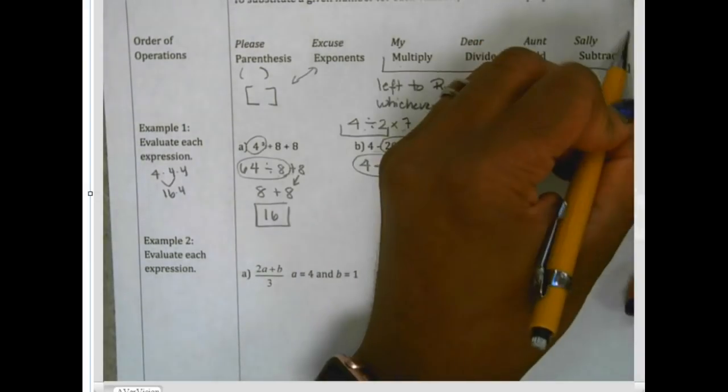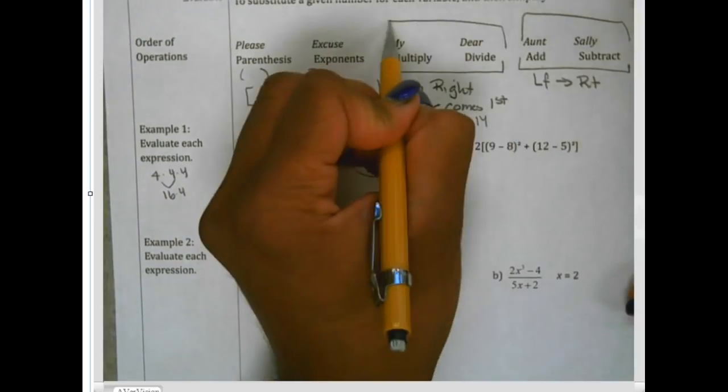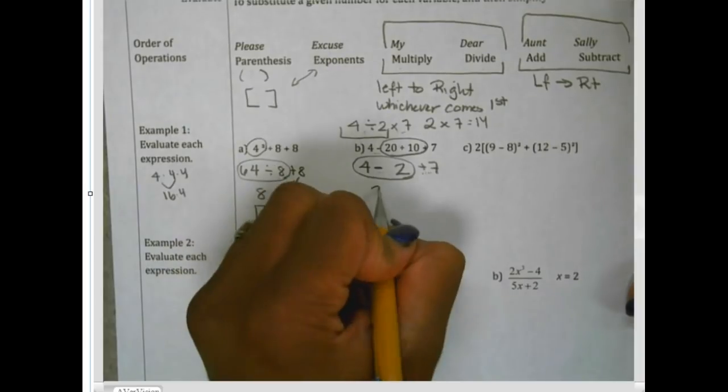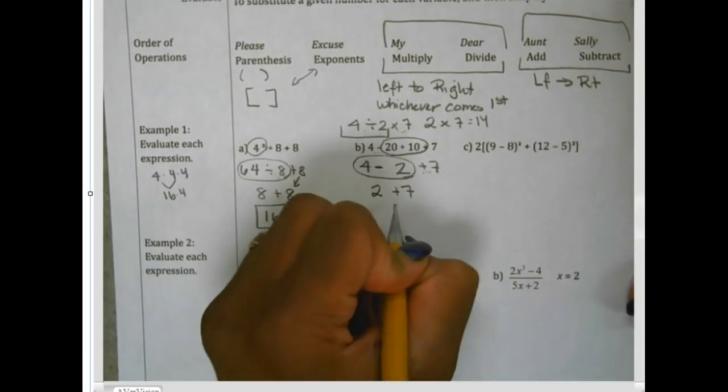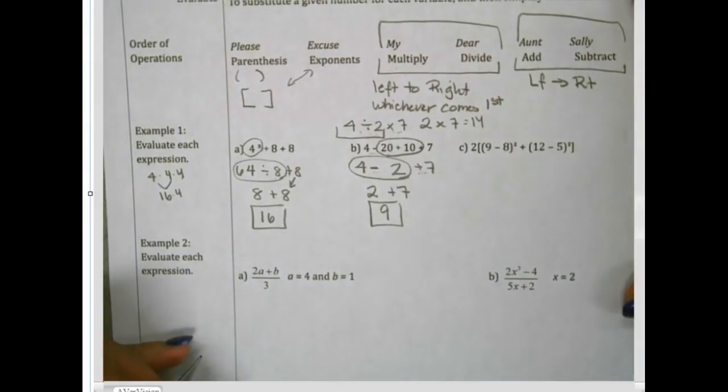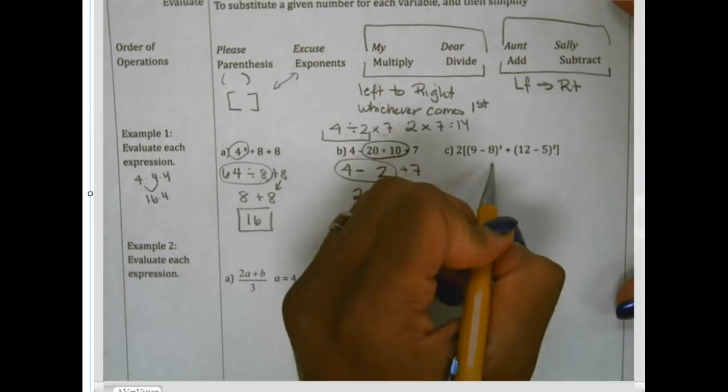So like these go together, go together. That's a horrible line. 4 minus 2 is 2, plus 7 is 9. All right, we got a big one here. I'm going to call this one Big Bertha.